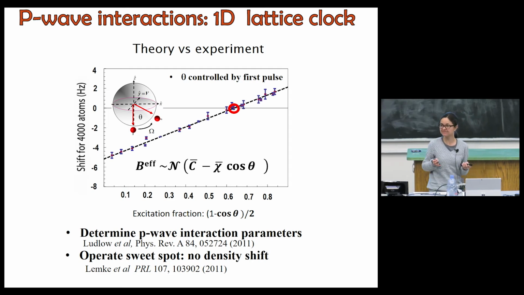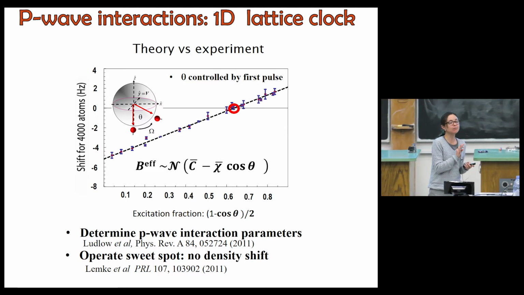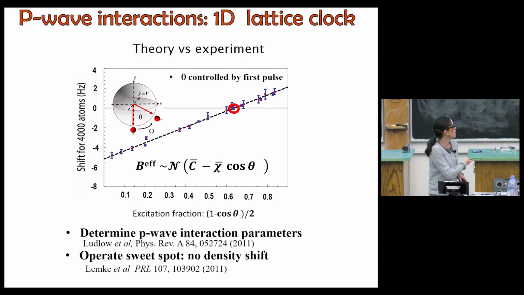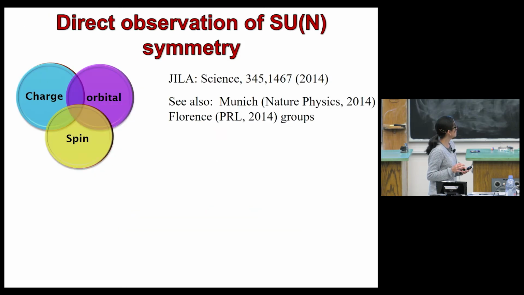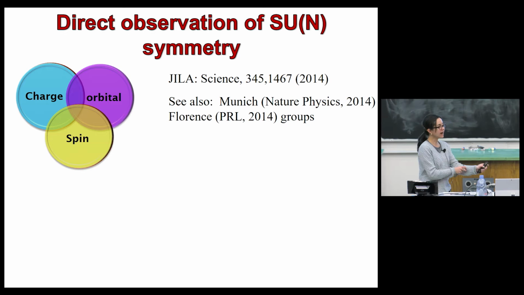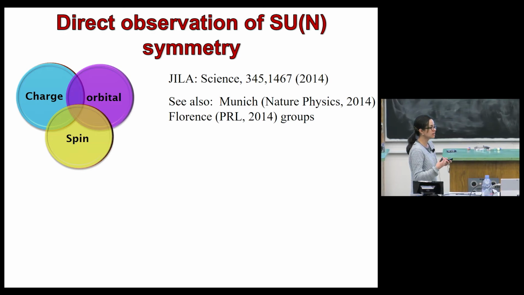Clear? Yes? All right, so this is just an example of how we can access very simple models of magnetism. We can use the clock, and also we can use this to try to actually operate the clock at the optimal spot where it's not affected by collisions. But let me now tell you a little bit more about how we can use these systems to go to a richer type of behavior.